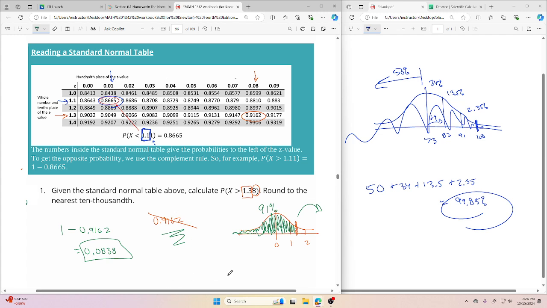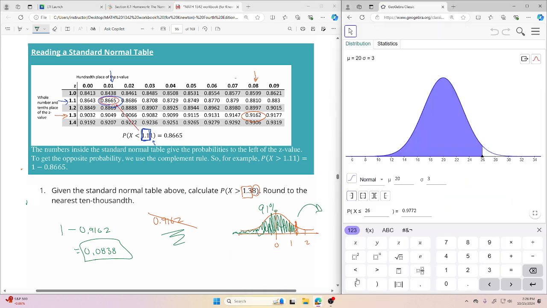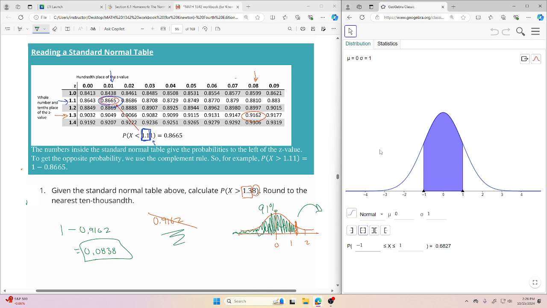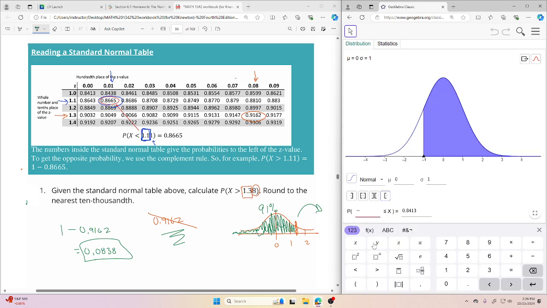Could I do that in GeoGebra and save all the time in the world? The answer is yes. You start with the 0, 1 default. And in fact, if you don't know anything else, you just reset. Just refresh the page. And now it says you want more than the 1.38. So I'm going to click the more than button. 1.38. Did I get the 0.0838? Like literally on the dot.